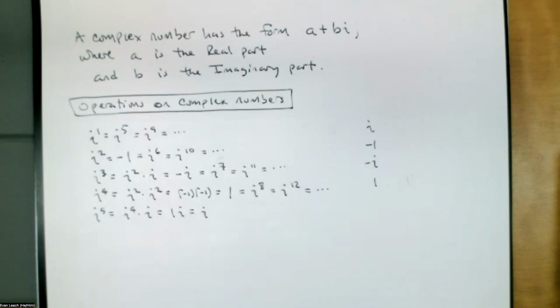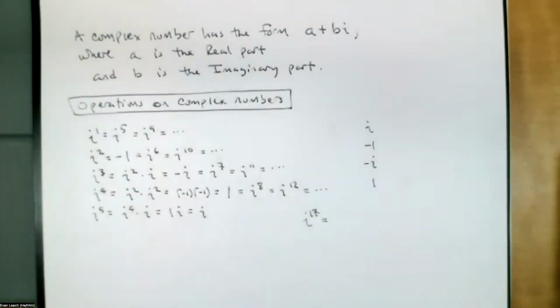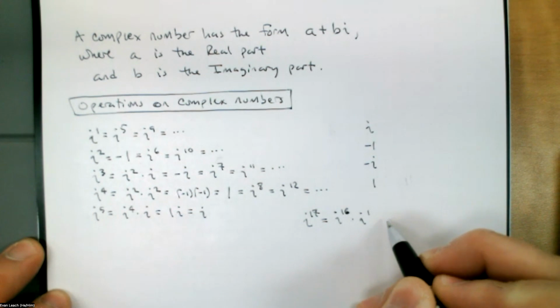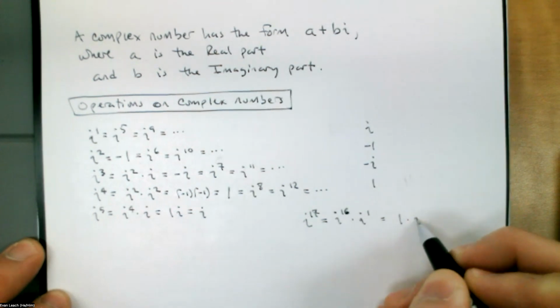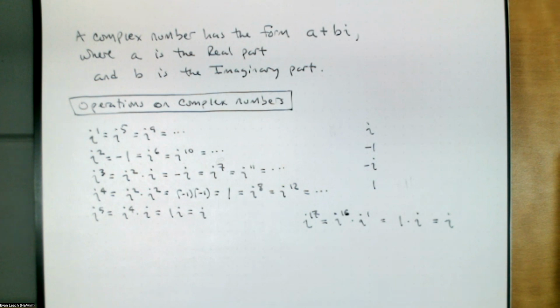If we have i to the 17th, 17 divided by 4 will have a remainder of 1, right? Because this is an i to the 16th times i to the first. i to the 16th is equal to 1, and i to the first is just i. So i to any power is one of these 4. We can think about it that way.